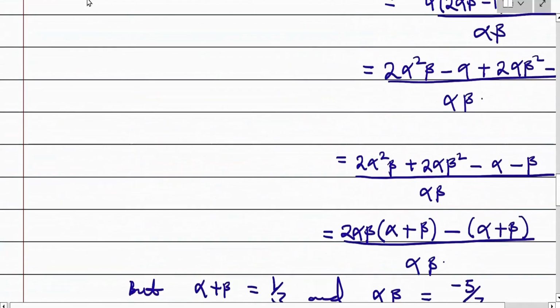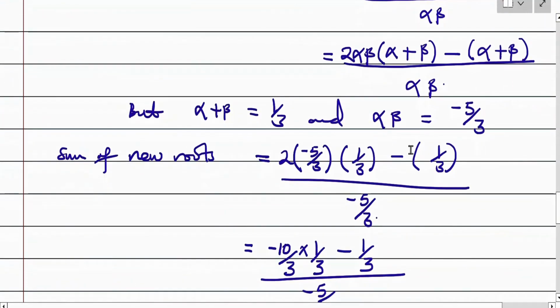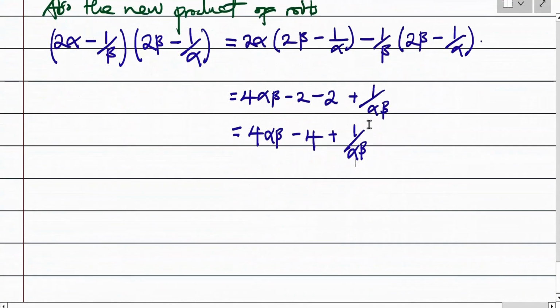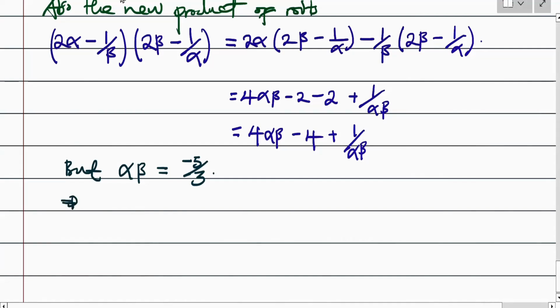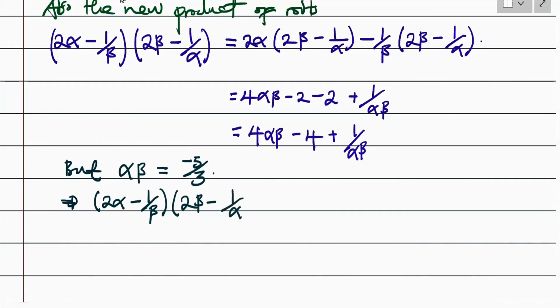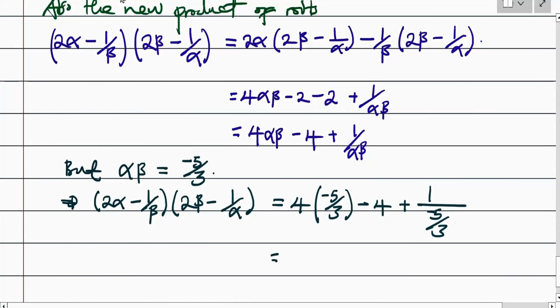But we know very well that our product of roots is negative 5 out of 3. So we can substitute in: alpha multiplied by beta equals negative 5 out of 3. This implies that our product, 2 alpha minus 1 out of beta multiplied by 2 beta minus 1 divided by alpha, gives us 4 into our product, which is negative 5 divided by 3, minus 4 plus 1 divided by our product, which is negative 5 divided by 3. So let's simplify further.